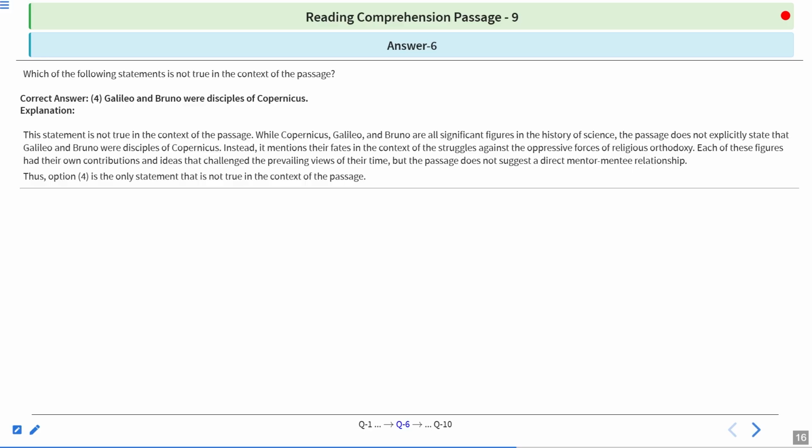Instead, it mentions their fates in the context of the struggles against the oppressive forces of religious orthodoxy. Each of these figures had their own contributions and ideas that challenged the prevailing views of their time. But the passage does not suggest a direct mentor-mentee relationship. Thus, option 4 is the only statement that is not true in the context of the passage.